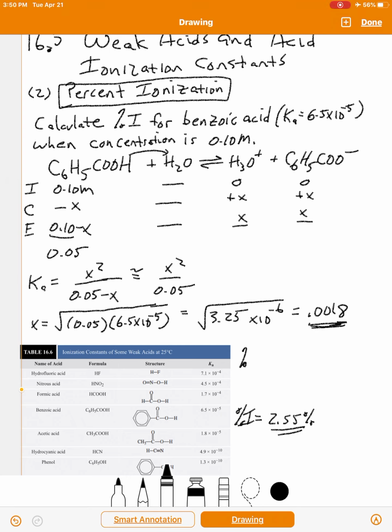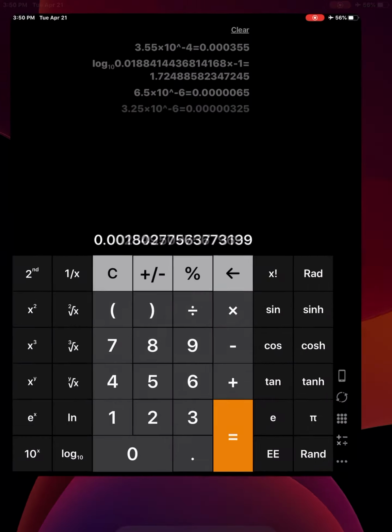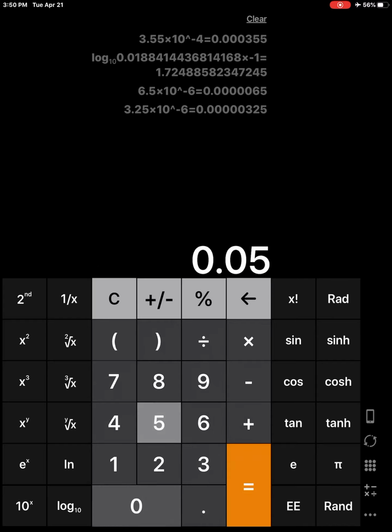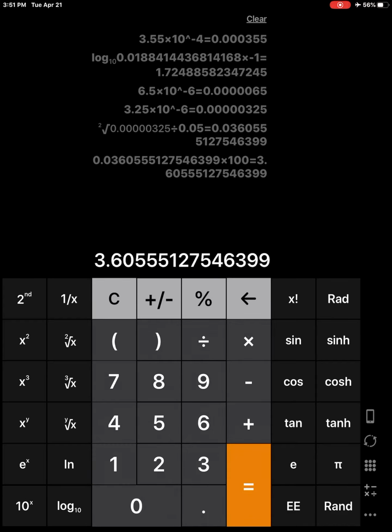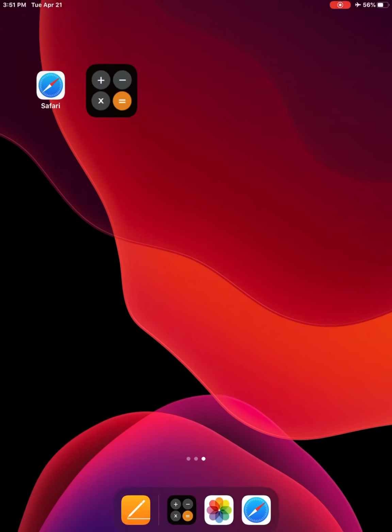So if you do a percent ionization here, it's 0.0018 over 0.05 times 100%. So let's try that, 0.0018 over 0.05. 3.61%.